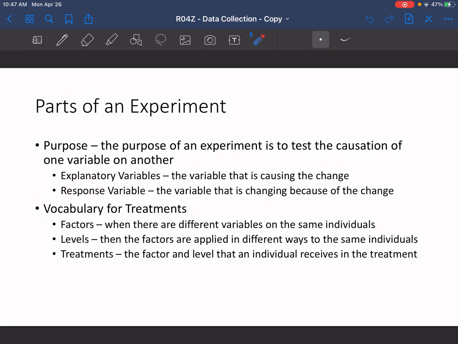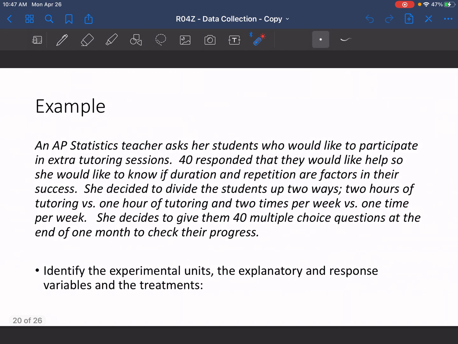And then we also have vocabulary for treatments. So there are three things you basically want to define when you're asked about treatments in an experiment. The first one is factors, and that's when there are different variables on the same individuals. The second one is levels, and that's when the factors are applied in different ways to the same individuals. And then the treatments, and those are the factor and the level that an individual receives in that particular treatment. And we'll look at an example of how to define all of that.